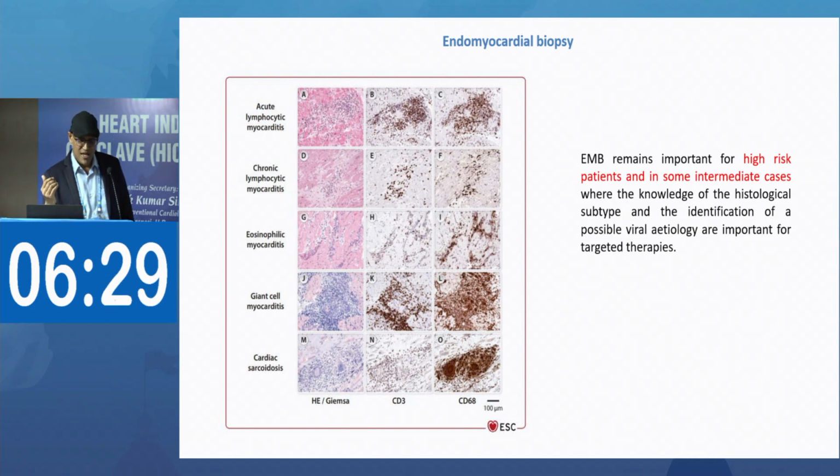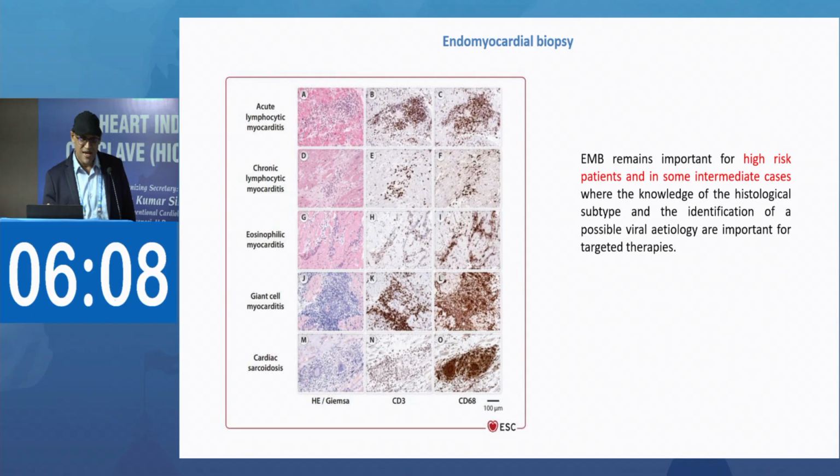So endomyocardial biopsy is important for all high risk patients, and also in some intermediate risk patients where the knowledge of the histological subtype and the identification of a possible viral etiology are important for targeted therapies. So in intermediate and high risk patients, especially high risk patients, endomyocardial biopsy is very important.